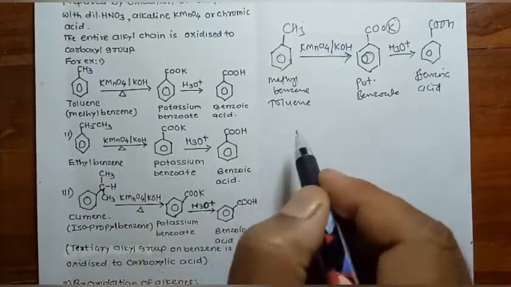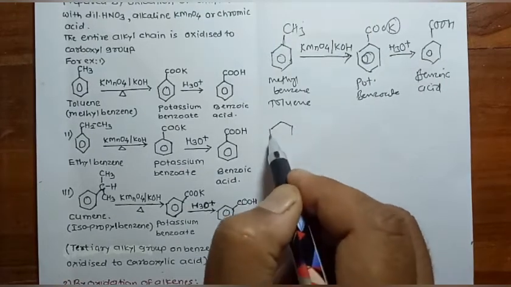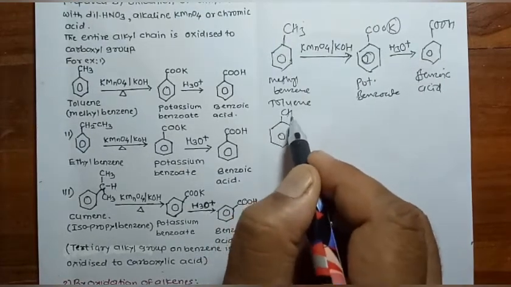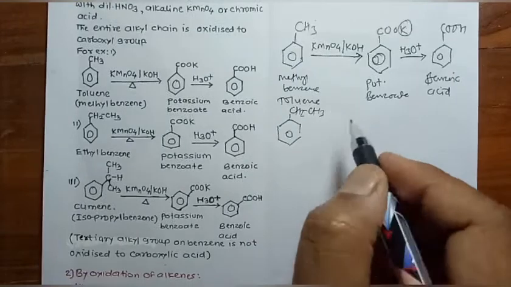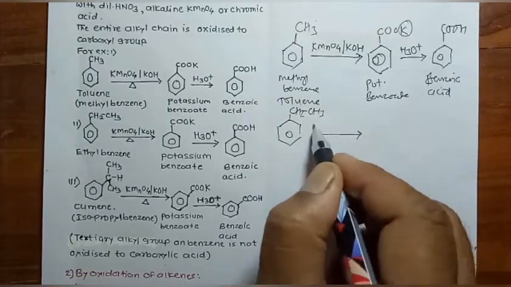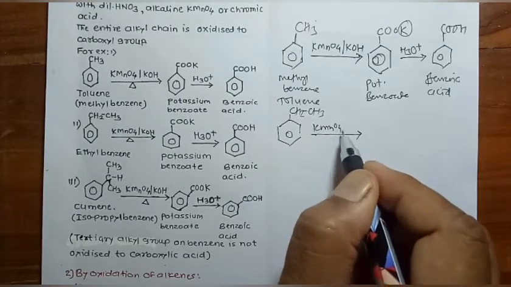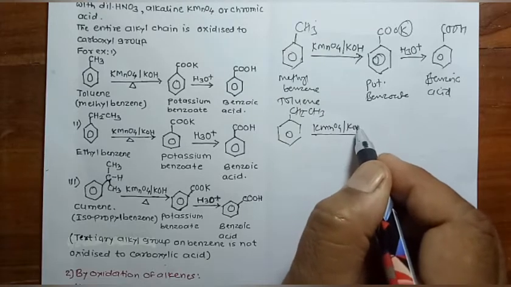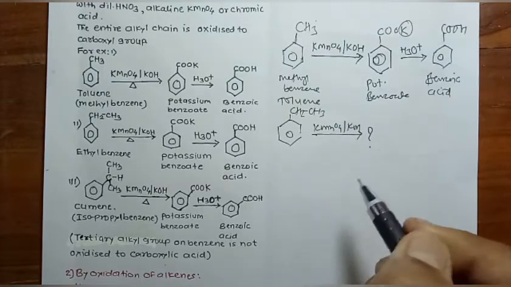Ethyl benzene, such type of reaction is given like this: CH3 C6H5 CH2 CH3. Here the oxidizing agent, that is KMnO4, alkaline KMnO4, and such type of question is given there.